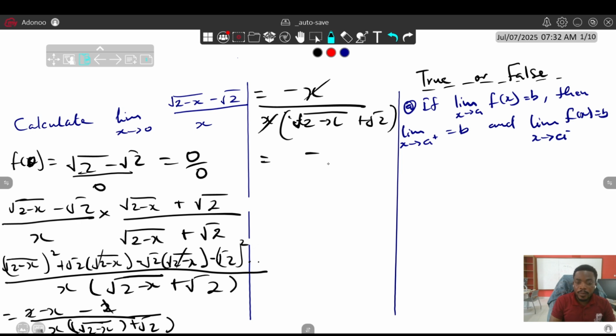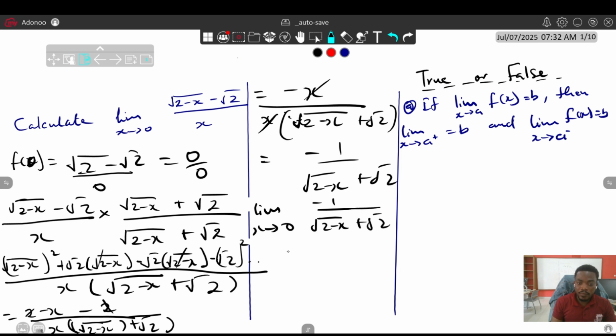All right, so we have minus 1 over square root of 2 minus x plus square root of 2. Okay, all right, so we take the limit as x approaches 0 of this function. And then we have minus 1 over 2 root 2. Okay, so the limit of this function as x approaches 0 is minus 1 over 2 root 2.